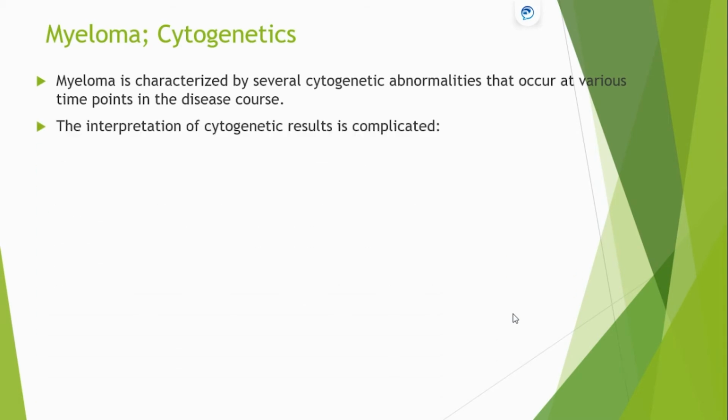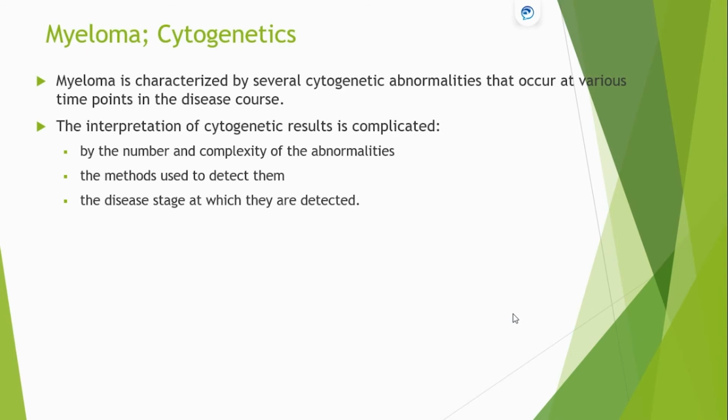The interpretation of cytogenetic results is complicated. The reason for the complication is that there are multiple different cytogenetic abnormalities and the complexity of those abnormalities altogether. Also, the method that you use to detect those abnormalities and the disease stage at which they are detected in the patient. So putting all these together makes the interpretation a little more complicated.